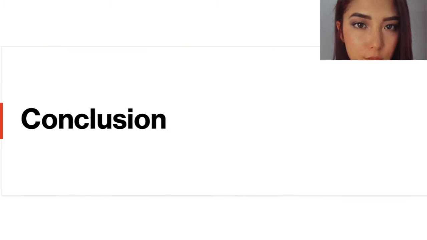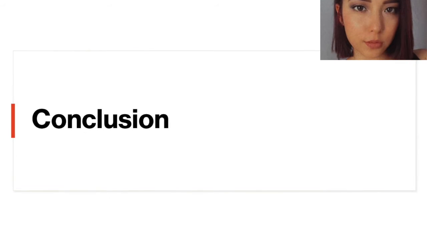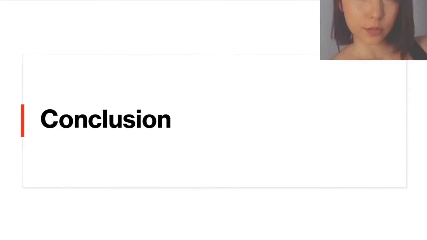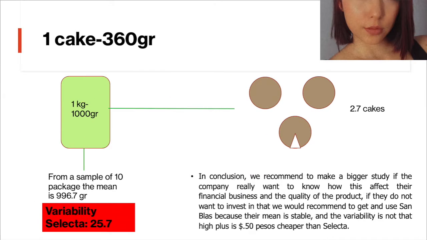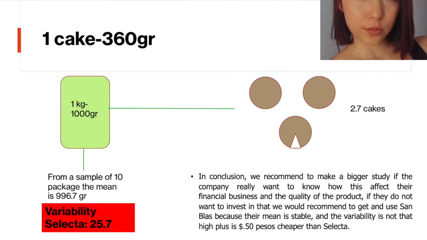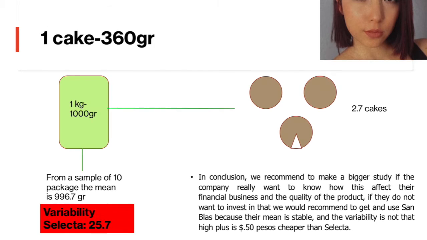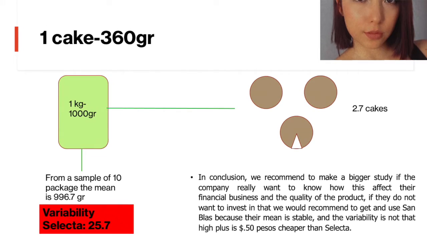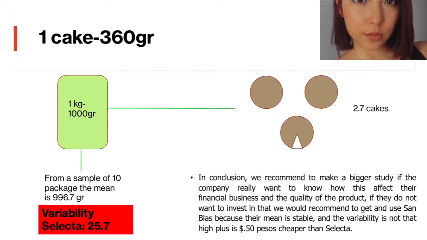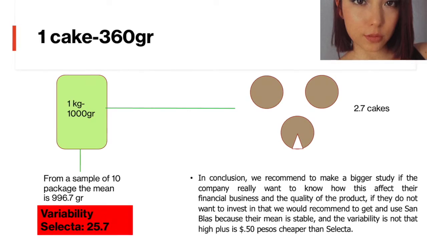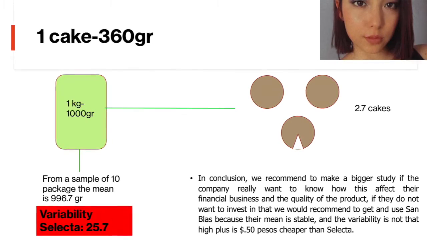Conclusion. With all this information, we are able to see the consequences of this. To make a cake for 10 people, they use 360 grams of flour. So with one package of 1 kilogram, they should be able to make 2.7 cakes. But what happens if the flour they get has a mean around 996.7 per package? For now, it's not a lot. It does not represent a problem for the company.